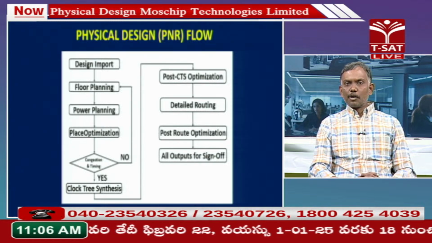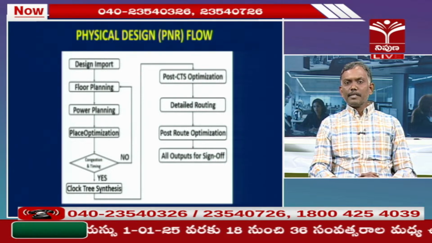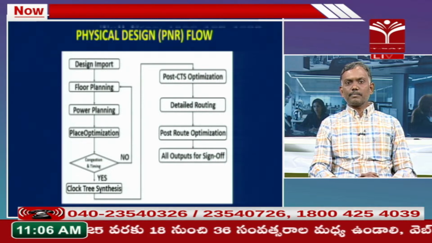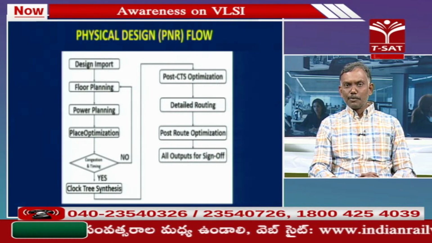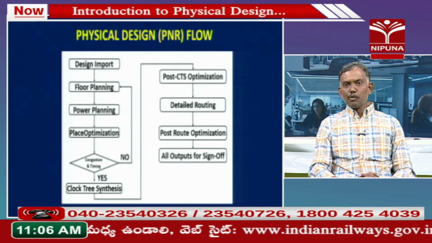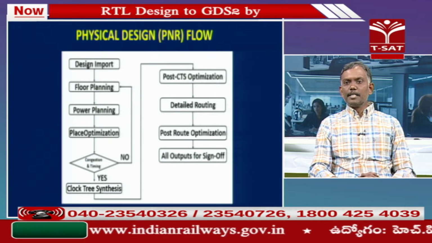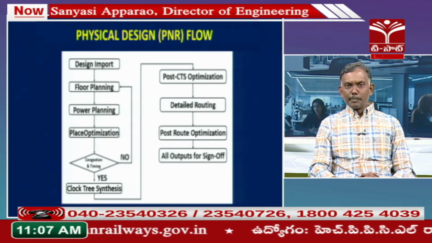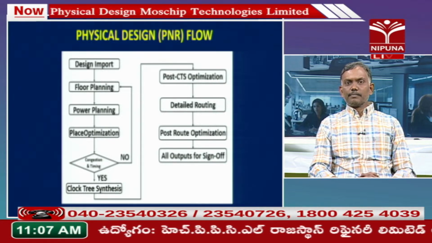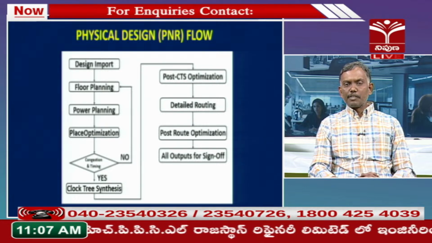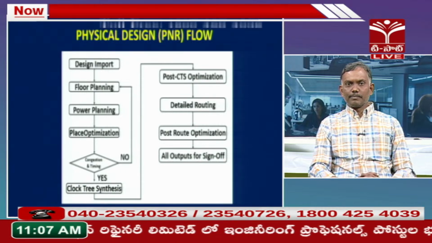Next one is the detailed routing of your signal nets and clock nets. Next is the post route optimization. After routing, if you have any timing violations, you can do the post route optimization. That is one more round of optimization. If you see, there are three stages, right? Place optimization, post CTS optimization and post route optimization. And after post route optimization, we need to dump out all the required files for the sign off checks, which is our next stage.